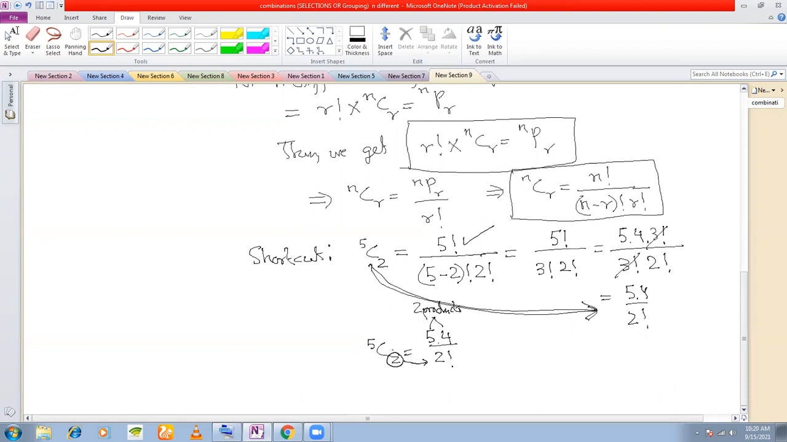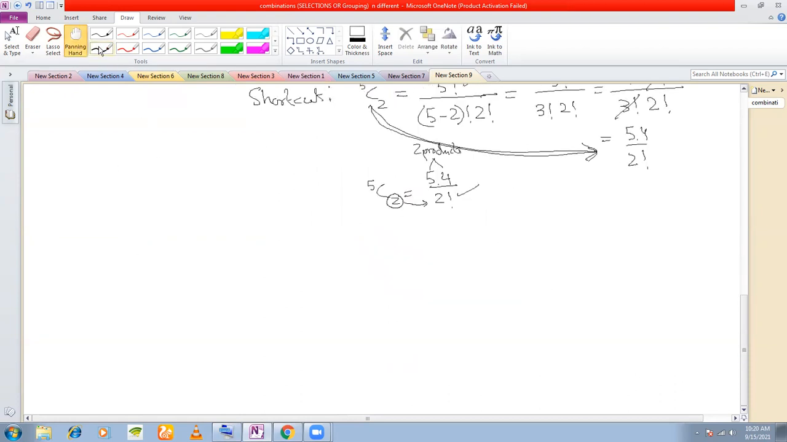Understood? So directly you can write this. Let us take another example. If I want to calculate, say, 7C3, sorry. How will I calculate? If you see, what is R here? R here is 3. So I write 3 products: 7 into 6 into 5. 3 products and I stop here, divided by the factorial of this. Are you clear with this?